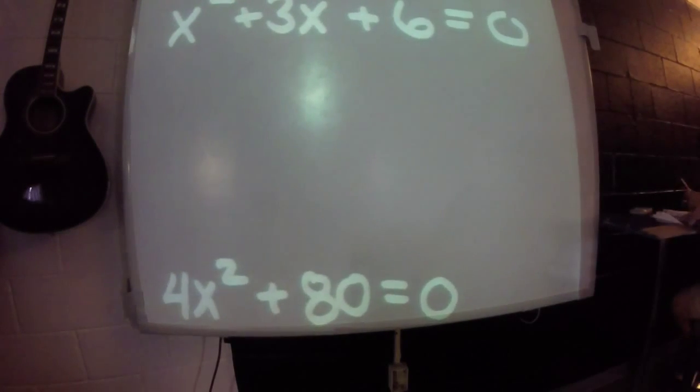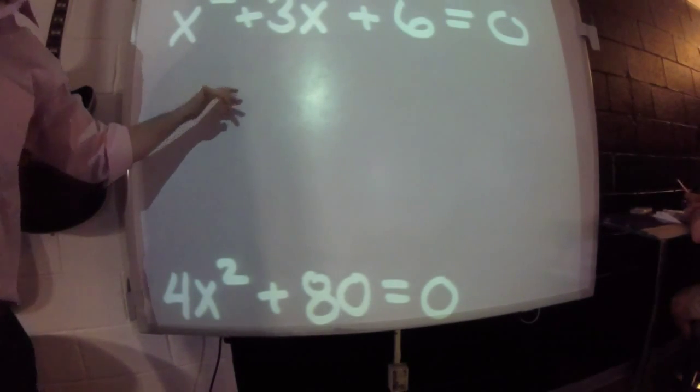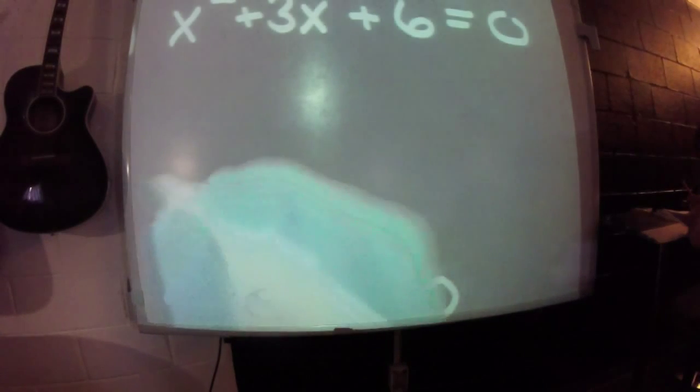All right, here we go. x squared plus 3x plus 6. I'm already going to tell you there's no real solutions to this. So let's just go ahead and write it out. Put your quadratic formula underneath here.